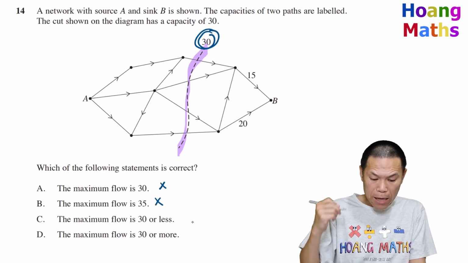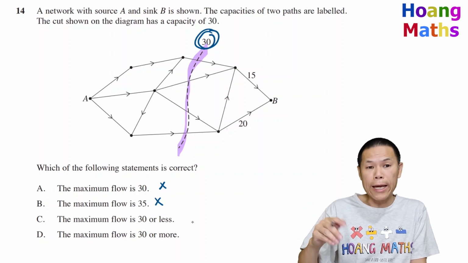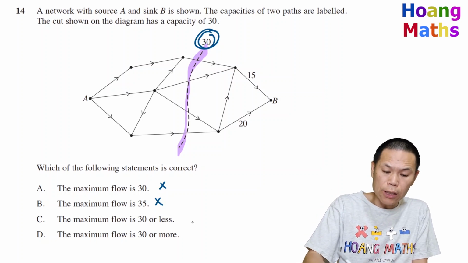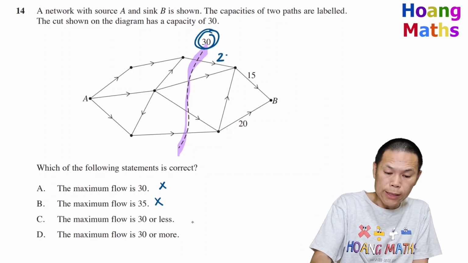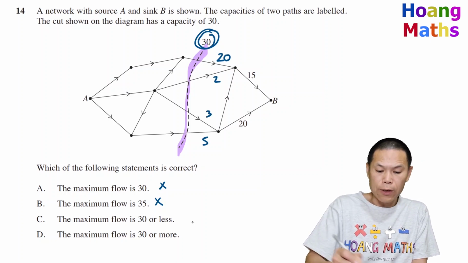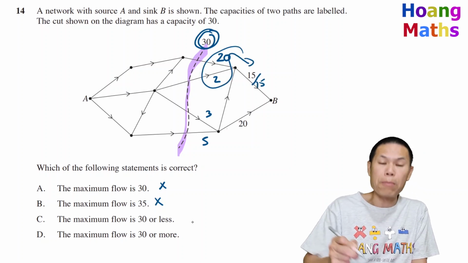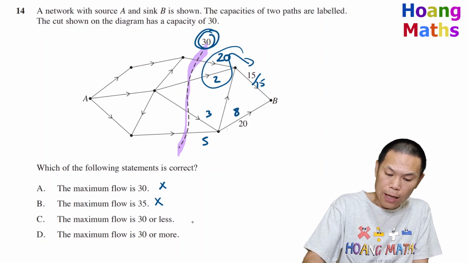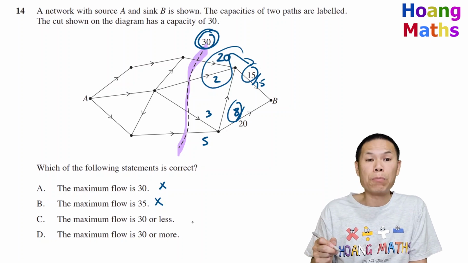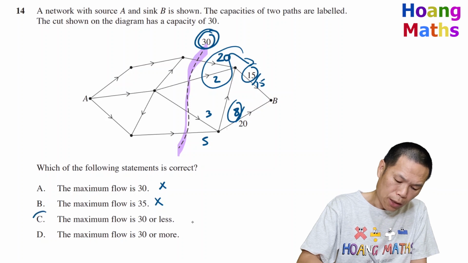Part C, the maximum flow is 30 or less. So it's true, okay? The maximum can be 30 or less. Because imagine this is 30. Let's say we have 20 here. This is 2 and this is 3 and this is 5. So therefore, the maximum flow here can only have 15. Remember that. And this is 8 out of 20. So therefore, the flowing capacity for this is 15 plus 8. So therefore, less than 30, right? So the answer should be C so far.